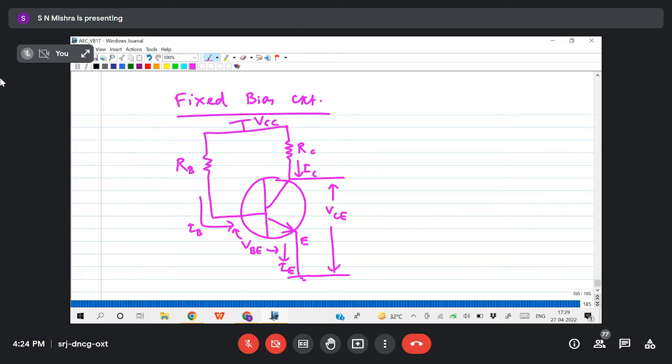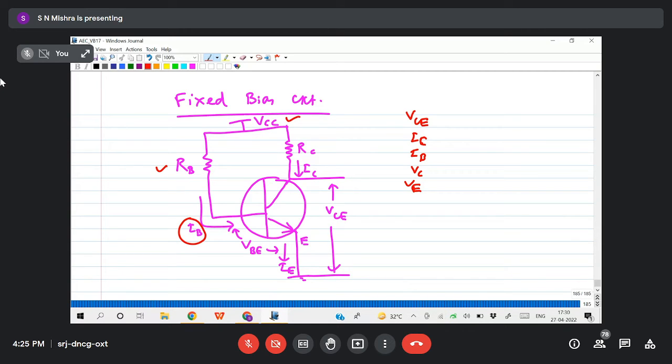Why is it called fixed bias? Because once I fix the VCC and RB, the IB is fixed. That is why it is called a fixed bias circuit. Generally, the circuit will be given, and you have to find the parameters VCE, IC, IB, VC, and VE. So 5 parameters you need to find, and this will be a 5-mark question.